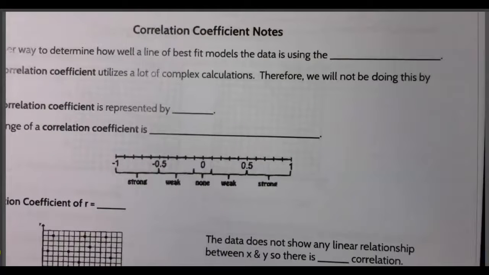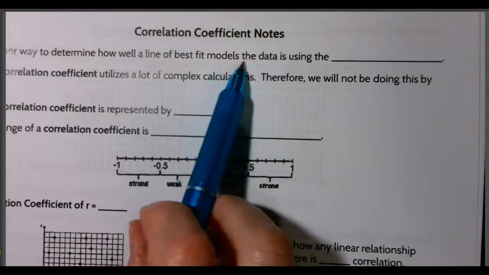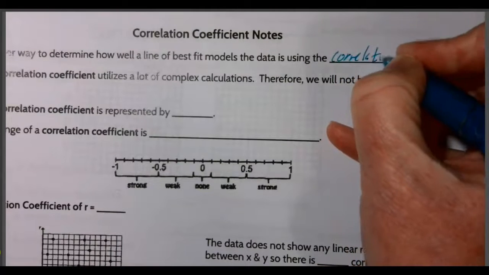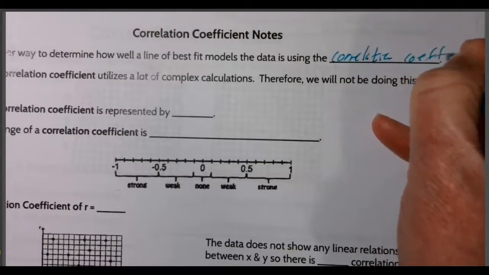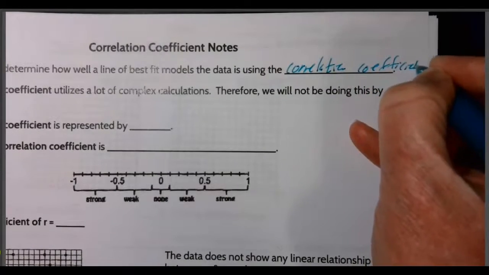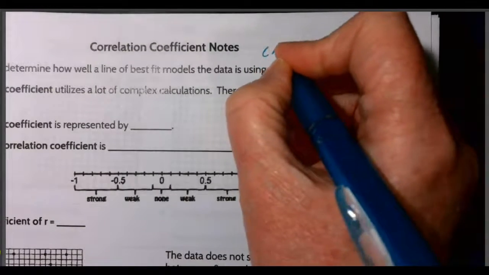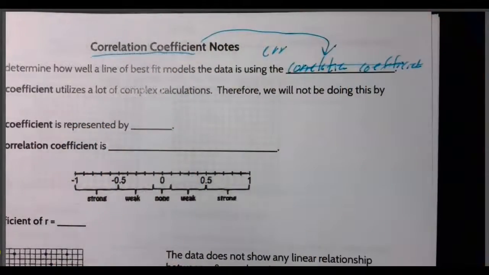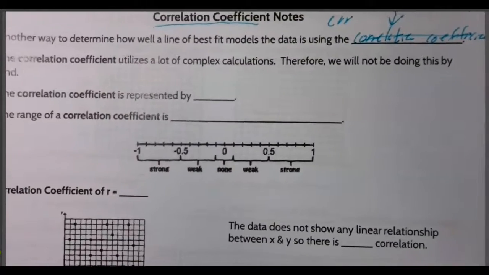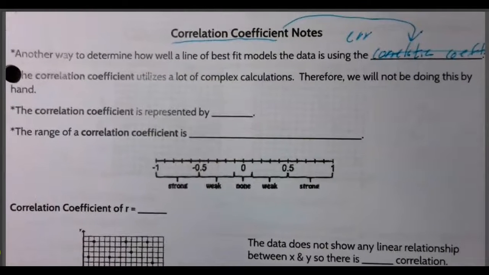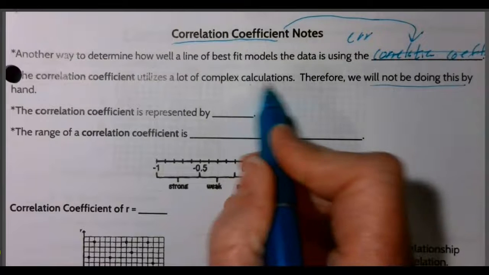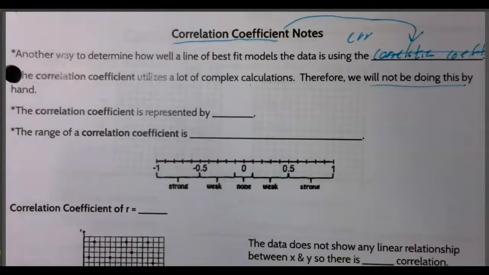Correlation coefficient note. So another way to determine how well a line of best fit models the data is using the correlation coefficient. Those words go right here. The correlation coefficient utilizes a lot of complex calculations. Therefore, we will not be doing this by hand. We won't do them. But we're going to look at the correlation coefficient that's given to us, and we're going to decide information from that.